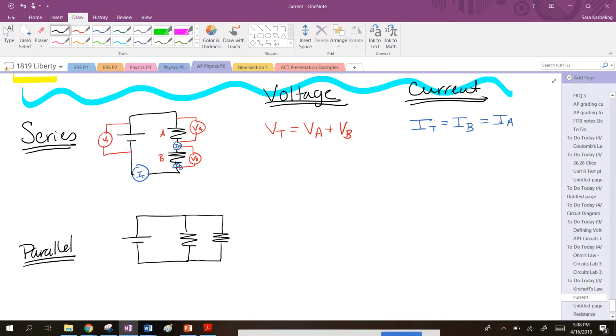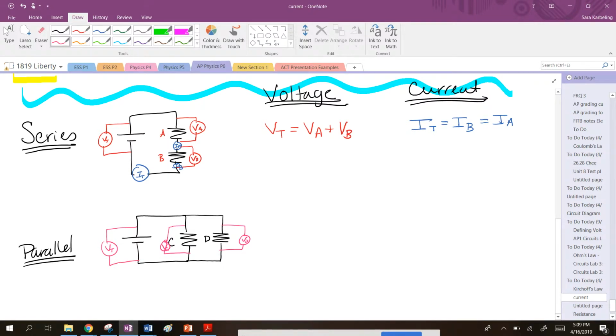Here, I'm going to go ahead and label these C and D, just so we don't get them confused with our A and B from above. I'm going to measure the voltage across C, VC. And I'm going to measure the voltage across D, VD. And then I'll measure the voltage across the battery, or the voltage total right there.